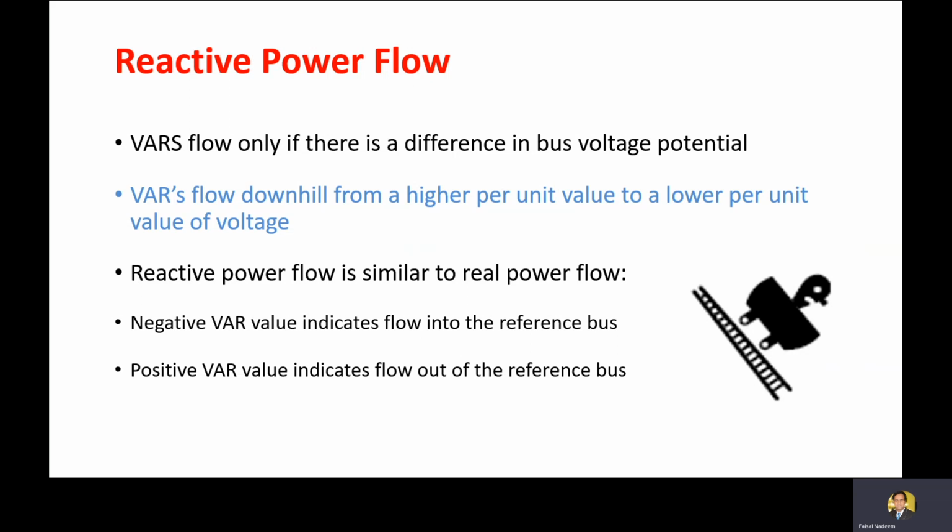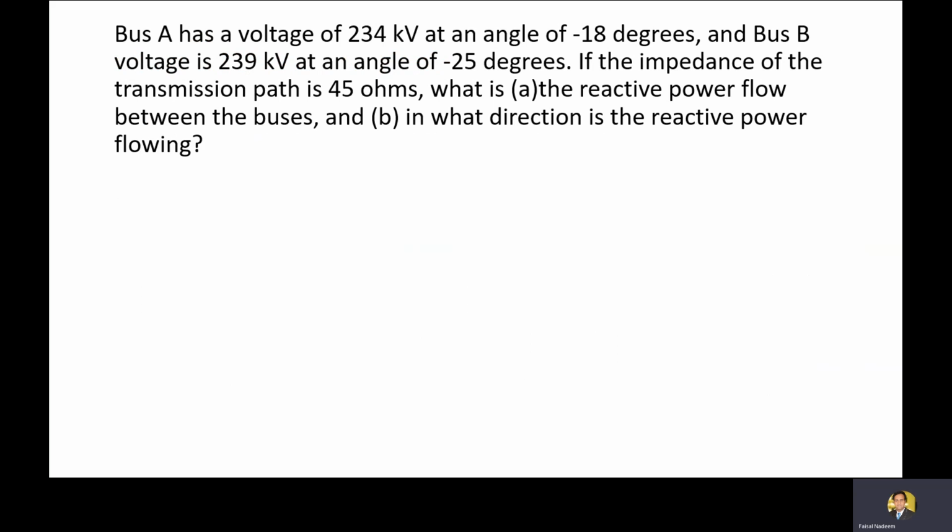If there is no difference between the magnitudes of the two voltages at the two buses, then the reactive power will not flow on the line. Vars flow downhill from a higher per unit value to a lower per unit value. So it means the reactive power will flow from the bus with the higher voltage magnitude to the bus with the lower voltage magnitude. Reactive power flow is similar to real power flow, that is, a negative value indicates flow into the reference bus and a positive value indicates flow out of the reference bus.